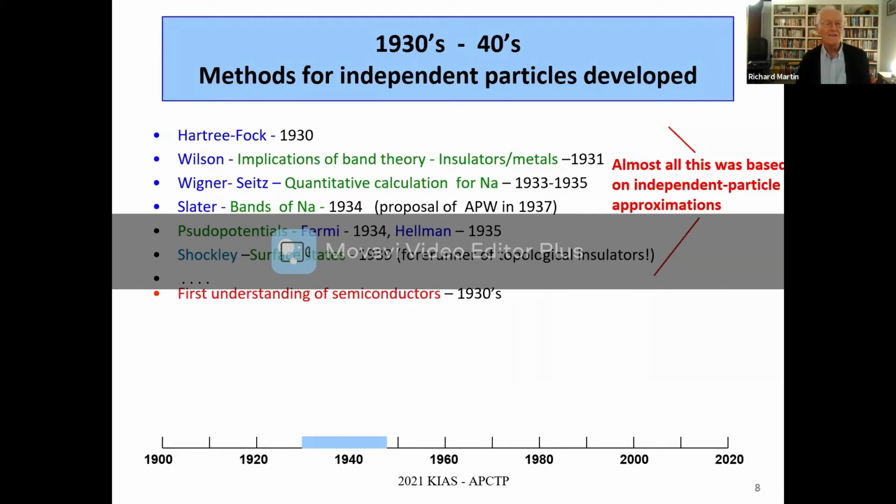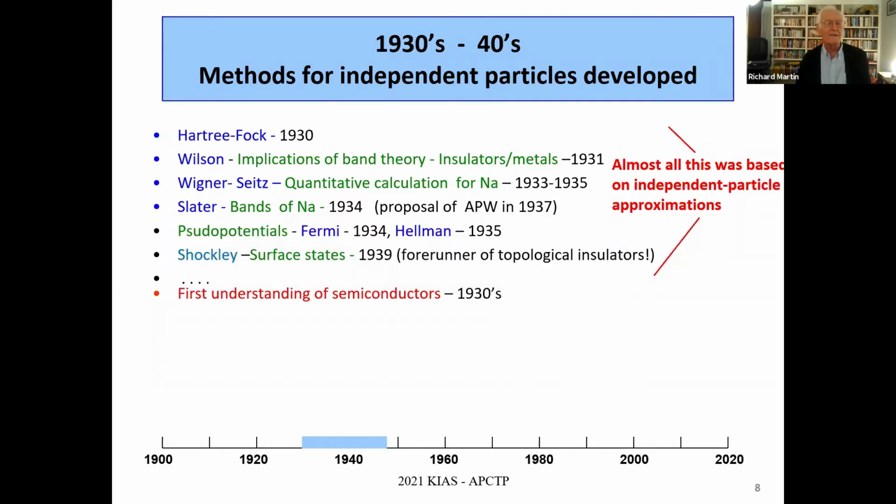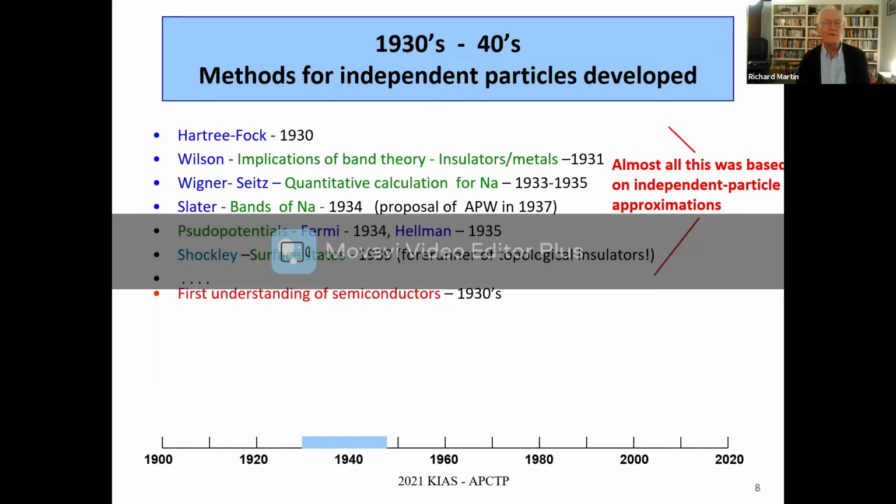And I'd like to note that Shockley in 1939 actually realized that there were situations where surface states must occur on the surfaces of covalent crystals. And the way he did it was literally a forerunner of topological insulators.